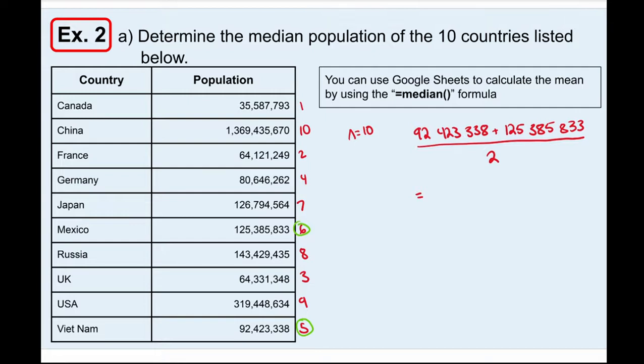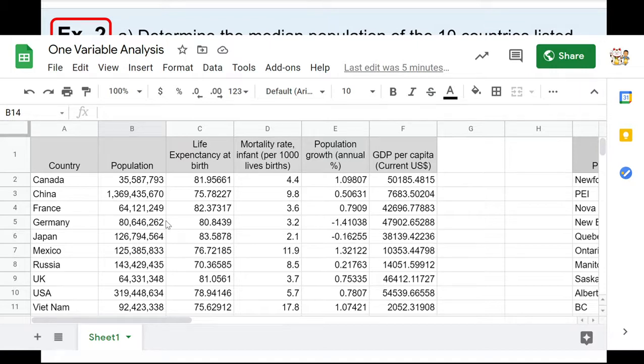We get a median value of 108,904,585.5. So that is our median. That's how we would do it by hand. We would order it from least to greatest, count to the middle. In this case, because there's an even number, I need to take the average or the mean of my two middle values. However, I can again also do this using Google Sheets.